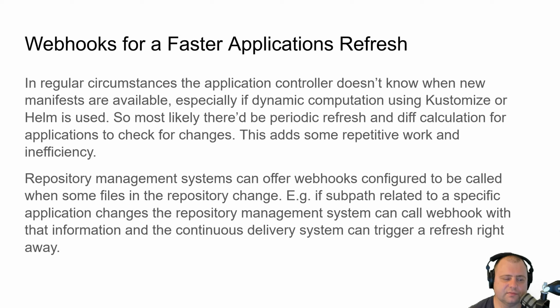To work with this, repository management systems like GitHub can offer webhooks. You can configure a URL that is called when some files in the repository change. For example, if a subpath related to a specific application changes, the repository management system can call a webhook with that information. The continuous delivery system can invalidate the cache and trigger a refresh for that application immediately. It's going to be a nice optimization.